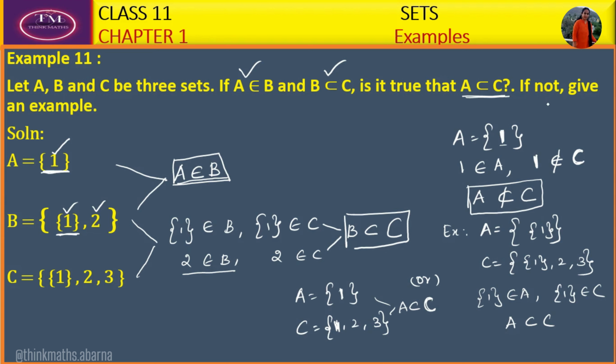So if we take the example as A is equal to the set of all 1 and C is equal to the same set, then we can say A is a subset of C. Okay, so it will satisfy this condition because A belongs to B. A belongs to B means the set of all 1 is in B. So we can say A belongs to B. So B is a subset of C. Yes, B is a subset of C. So if it is so, then A is a subset of C. So if these conditions are satisfied, we will get this result.